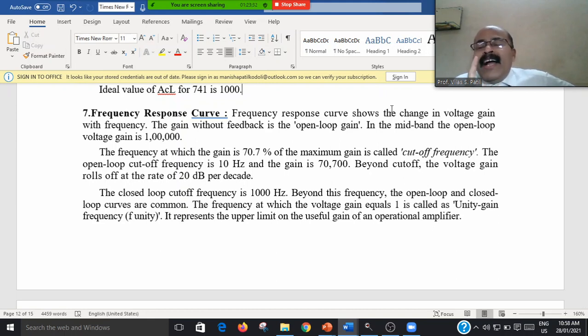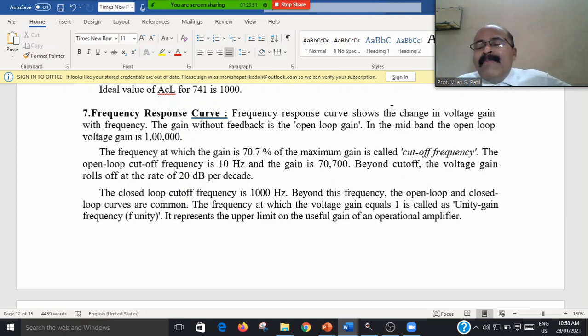What is this curve of? It is the gain versus frequency curve. The gain without feedback, that will be known as the open loop gain, and it will be the highest open loop gain, which is 1 lakh.